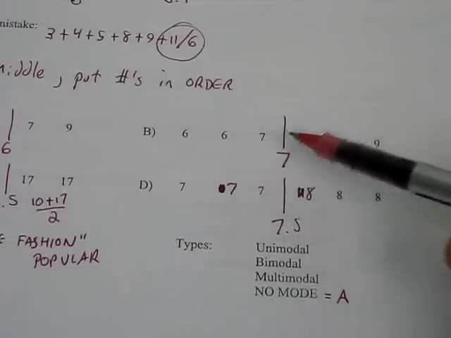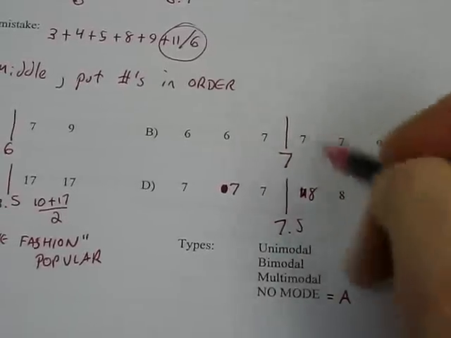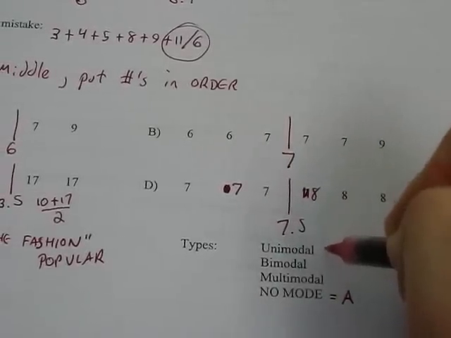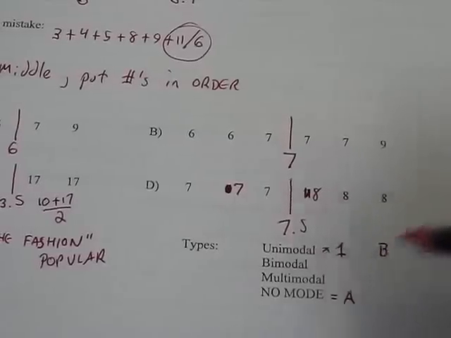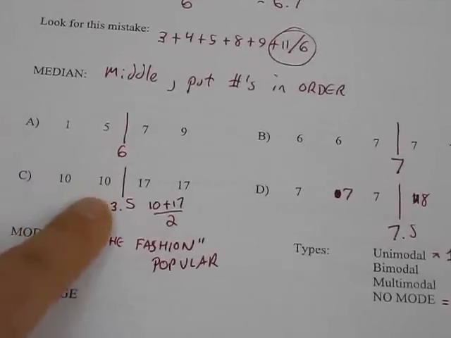Even though there are 2 6s, since 7 came up the most, 7 is the mode. And this is a unimodal example, which means that there is one winner, and dataset B has one mode. Now let's take a look at dataset C.